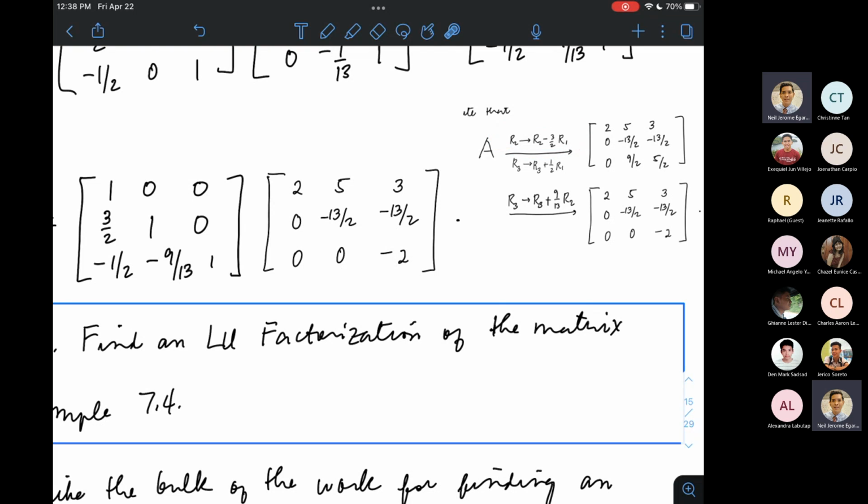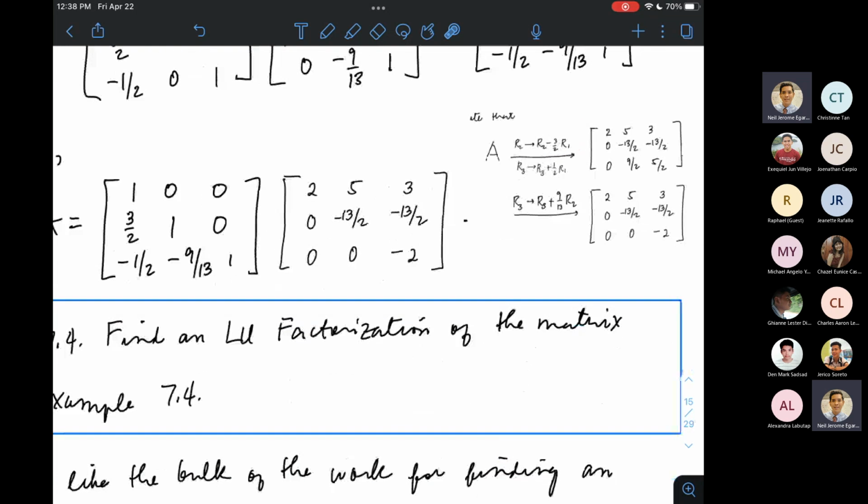Alright? We translated the second row. Okay, we translated the second row by -3/2 times the first row. Okay? So remember, inverse yung kinukuha ko. So ibig sabihin, yung matrix L ay magkakaroon na entry sa second row, first column, that is equal to the negative of that multiplier. Okay?